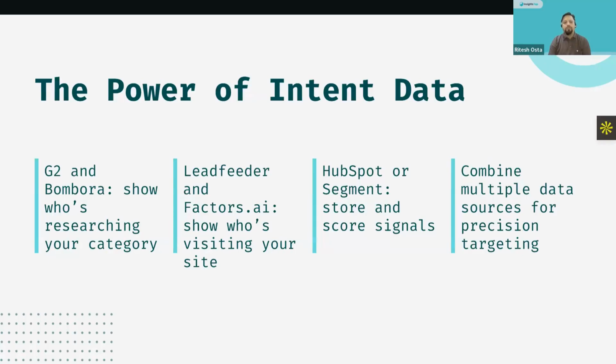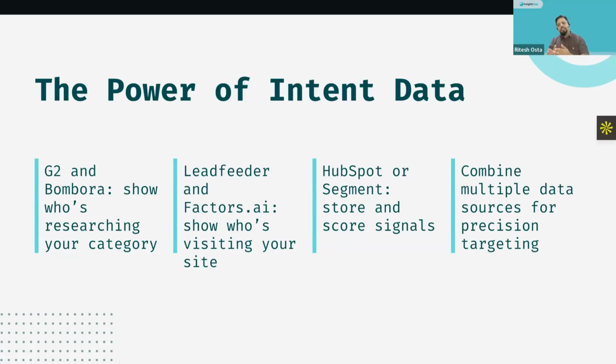Leadfeeder, Factors can be used to find reverse IP web visitor data, for example, companies who are visiting your site but not filling up your form, or people who are visiting your site, not filling up your form, can be captured with tools like Factors and 6sense and Leadfeeder and RB2B and so on. And those also have native integration with HubSpot and Salesforce. Even HubSpot itself as a platform stores signals and scores signals, so you can get those signals from HubSpot itself, and it can give you a bunch of accounts which are signal matched with your query. So even HubSpot does that, and then combine all these multiple data sources, push it to HubSpot or Salesforce or CDPs, and then enrich it continuously.